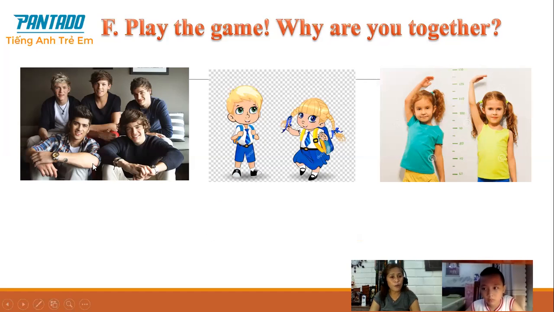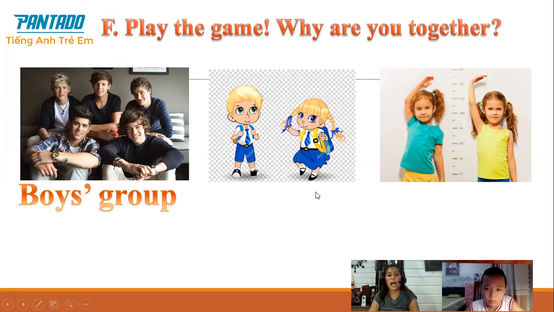Okay, as you can see in the first picture, there are guys. In the second picture, there are two children. And in the third picture, there are two girls. So we will have to look at here, why are they together? Why are they together? And why are they together?